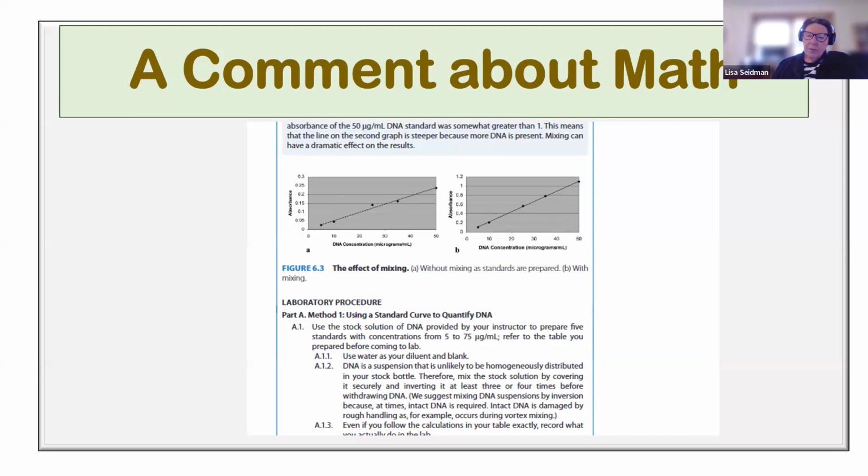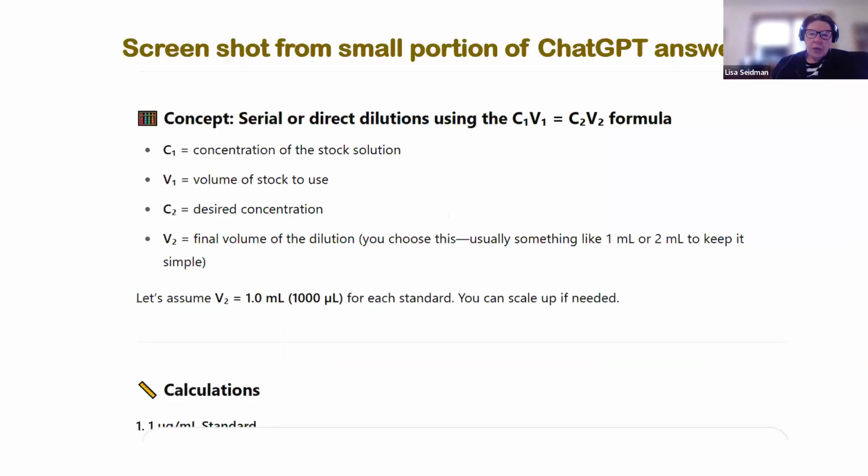So I did do the little experiment of saying to AI, I asked ChatGPT to do the calculations to make a standard curve from one of the labs. And I'll just show you a screenshot. ChatGPT gave me a beautiful answer. This is a really small portion. It shows using the C1V1 formula. It goes right through it. It tells you everything, how many microliters you would pipette of each thing.